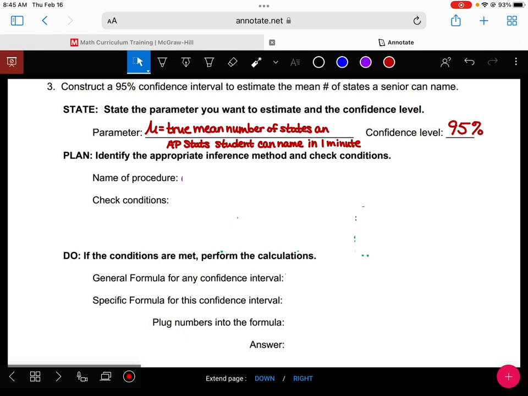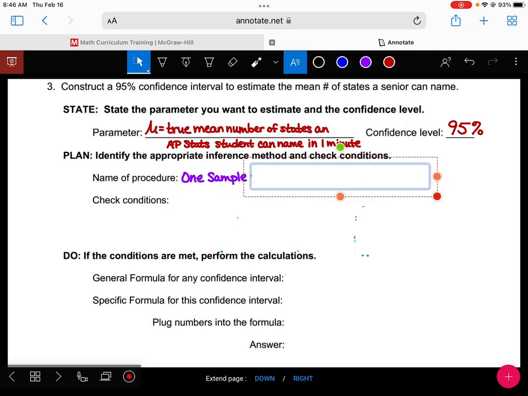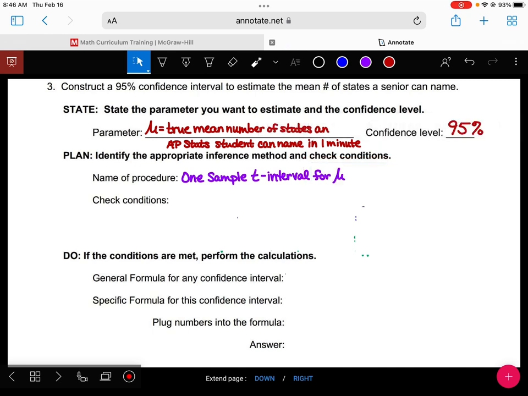When we did the plan stage for proportions, the name of our procedure was a one sample z-test for p. How many samples did we take today? 1. So this would be a one sample. Do we use z when we're talking about means? We use t. So a one sample t interval for, what is our parameter here? For mu. One sample t interval for mu.